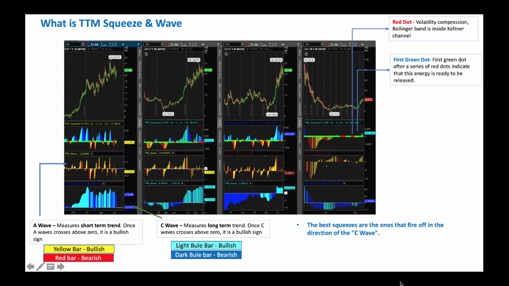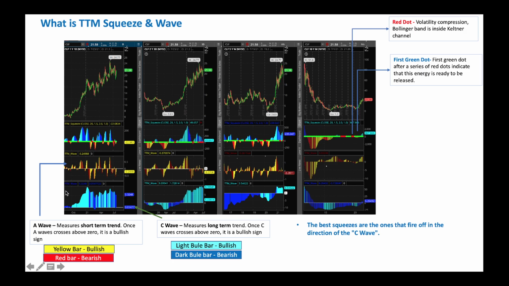You might wonder what is TTM squeeze and TTM wave. I will cover this very quickly, and then we'll jump into a few stock ideas. So TTM squeeze, as you can see here, we've got a chart. I've got a 1-day 1-year chart, a 2-year 3-day chart, a 5-year weekly chart, and a 10-year monthly chart.